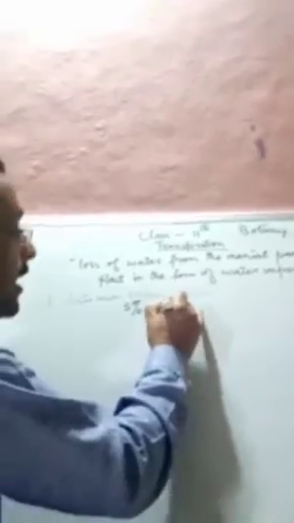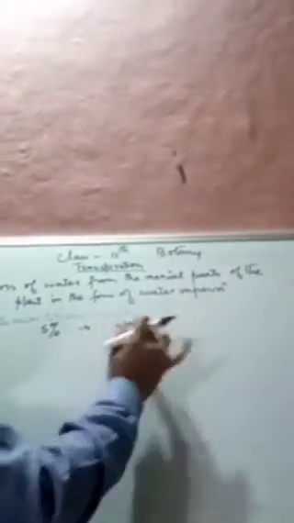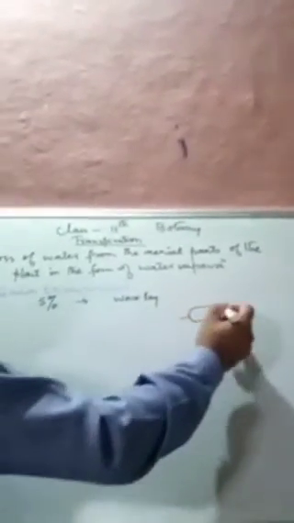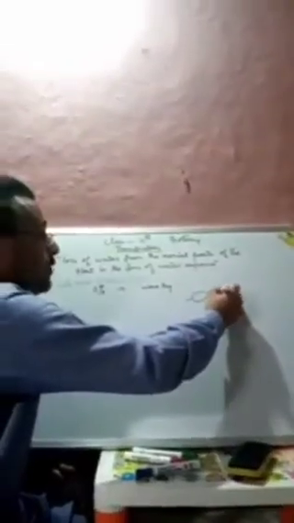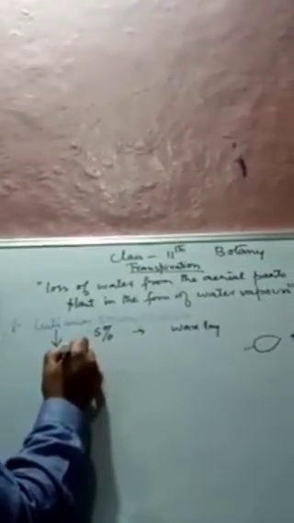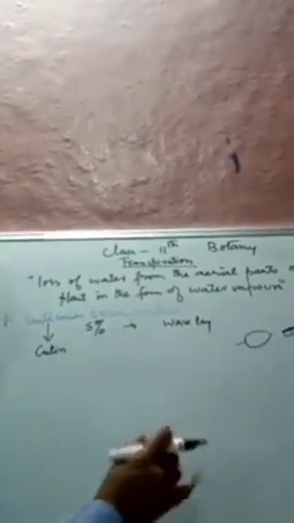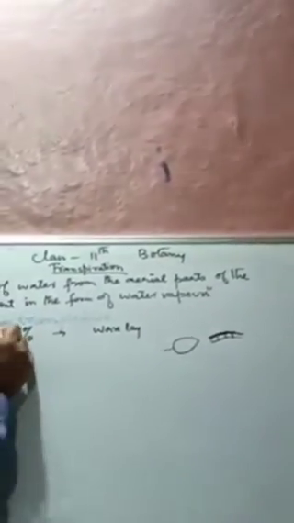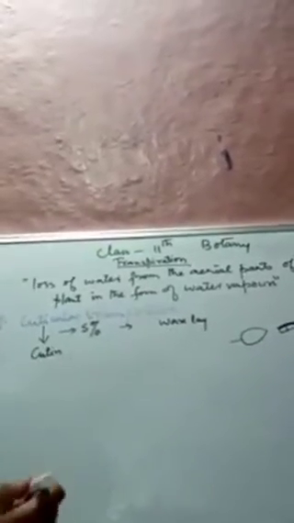The cuticle is a thick waxy layer. Cuticular transpiration is found on the outside, on the upper epidermis and lower epidermis of the leaves. On the upper epidermis you will find a waxy layer, and that waxy layer is called the cuticle, which is made up of a substance called cutin, and this waxy layer prevents the loss of water. When this cuticle is thick, the transpiration will be very little or negligible. When this cuticle is somewhat thin, some transpiration takes place, that is about 5% of the total transpiration which takes place from the plants.